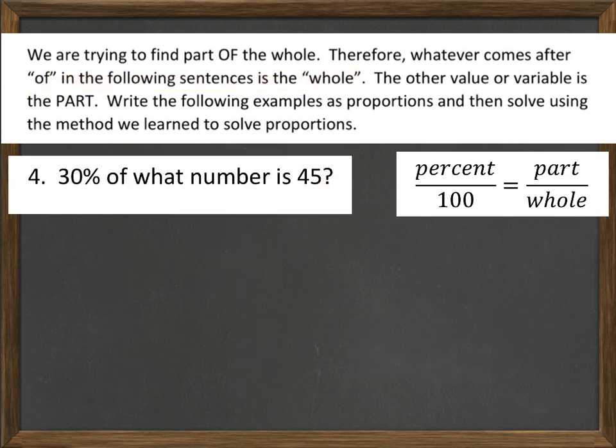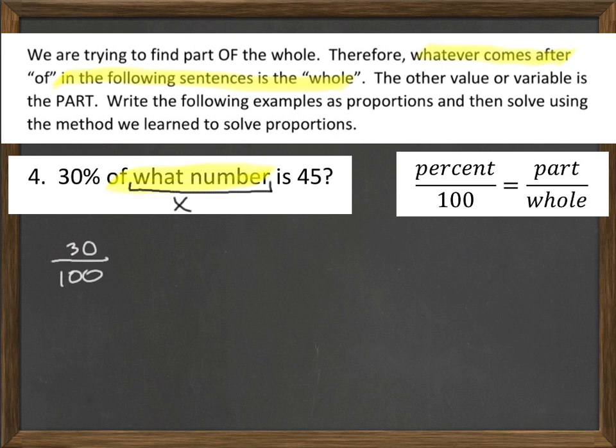This says 30% of what number is 45? Just like last time, I still have this percent. So the first thing I'm going to do, because it's the easiest thing for me to do, is to rewrite 30% as 30 over 100. Again, percent means out of 100, so 30% means 30 over 100. That's sort of the end of the similarities, because remember we said whatever comes after the word of is the whole. So what comes after of in this question? Well, it's not 45, is it? It's what number.